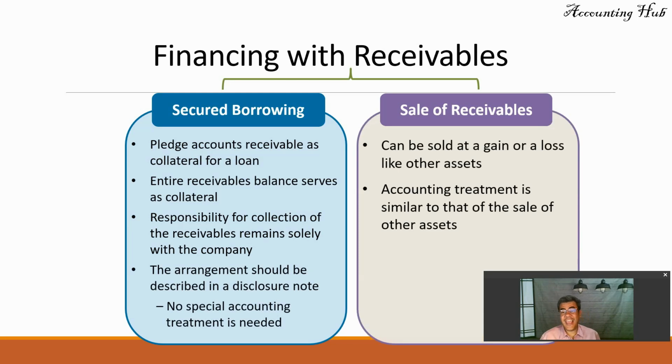And we have the sales of receivables. So it is not a loan anymore. We are selling them. So we have gains, losses, and so on. And the accounting treatment is similar to any sale of any other assets.